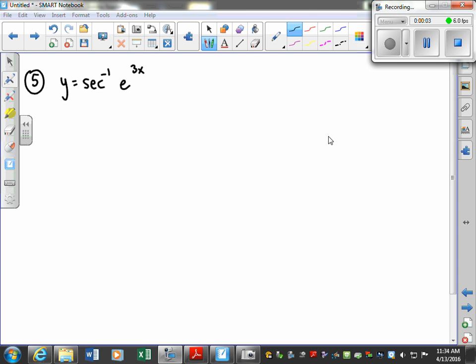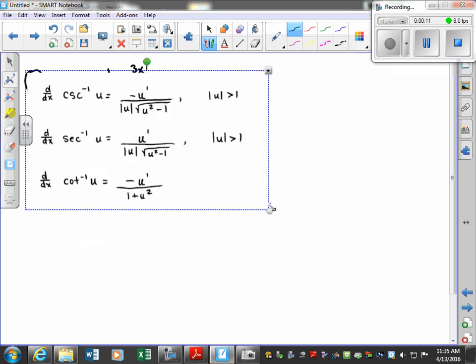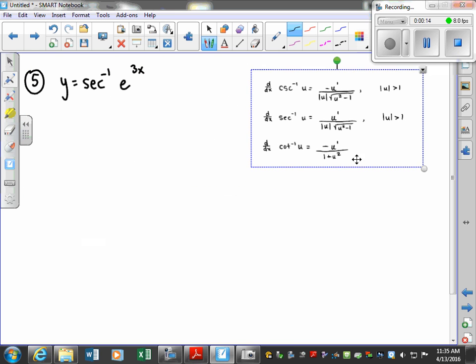Okay, a few more examples. So y equals secant inverse of e to the 3x power. I'm going to pull that. Actually, that's kind of big. Pull it over here. We're going to be working with our derivative of secant inverse here. So we'll work with this formula.